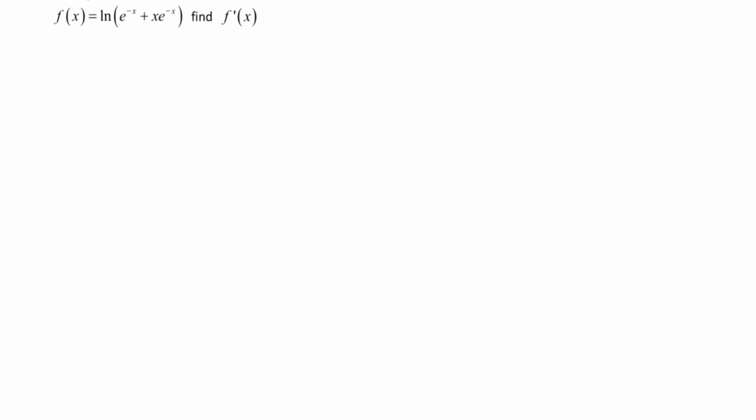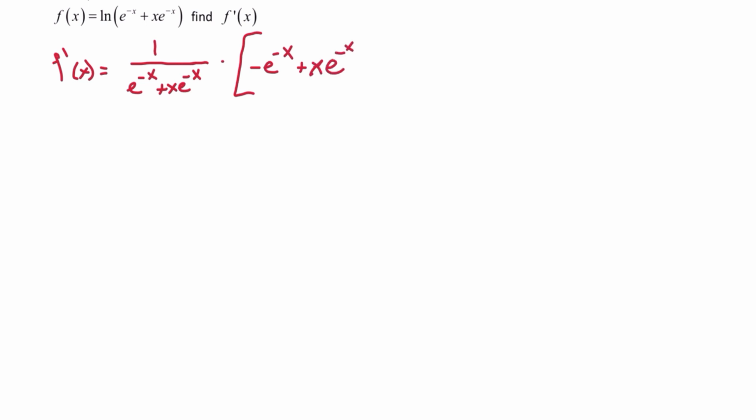In this example, f contains a natural log function, so f prime of x is 1 over the argument on the natural log times the derivative of the inside of that log. So we need to multiply by the derivative of the argument using the chain rule. So we have negative e to the negative x, and then we need to use the product rule. First times derivative of the second plus the second times derivative of the first.